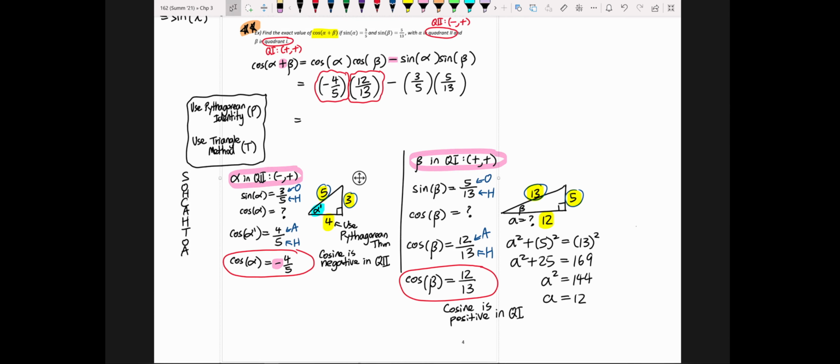Okay, so let's finish this off. This is negative 48 over 65 minus 15 over 65. So your final answer is negative 63 over 65. Remember that cosine can be positive or negative. Also, the range for cosine and sine goes from negative 1 to 1. So your answer will always be, for cosine and sine, between negative 1 and positive 1.